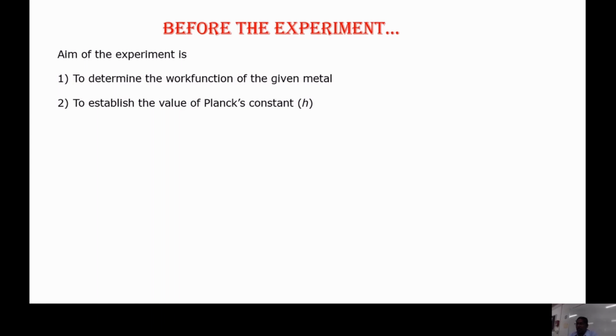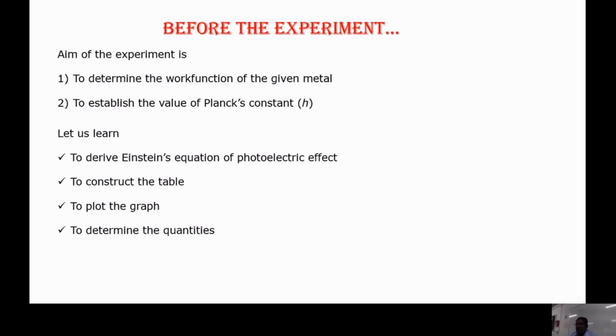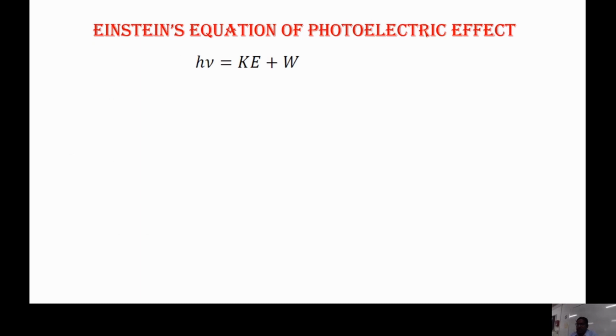Before we get into the experiment, we need to understand what the aim of this experiment is, namely to determine the work function of the given metal, and we also wish to establish the Planck's constant value, namely h. So let us learn how to derive Einstein's equation of photoelectric effect, to construct the table, to plot the graph, and to determine the quantities. So let us get into the simple derivation.